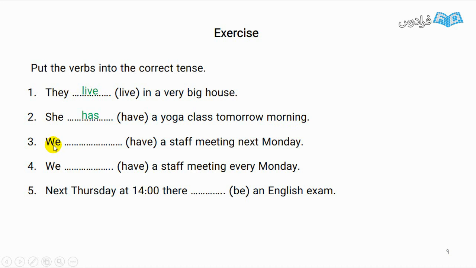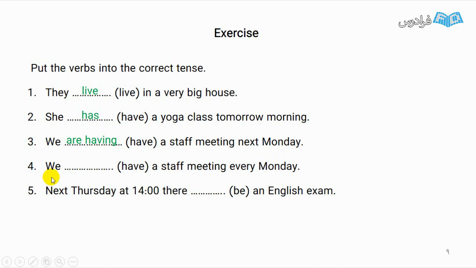Let's check this one. We, a staff meeting next Monday. I'm talking about the future. This is an arrangement and we have two people, we and staff. We have a meeting next Monday, but there are two people. Then we have to use present continuous. We are having a staff meeting next Monday.